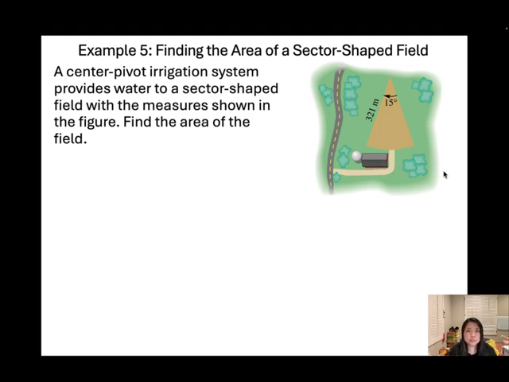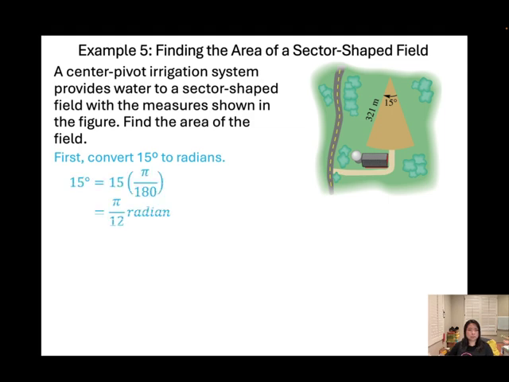A center pivot irrigation system provides water to a sector-shaped field with the measure shown in the figure. Find the area of the field. So we just want to find this area. They gave the radius. Okay, you could imagine this is a big circle. And then 321 meters will be the radius. And then we do have the angle, 15 degrees. So first, convert the degrees into radians. You should get pi over 12.